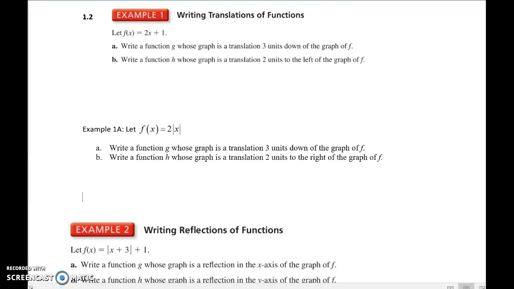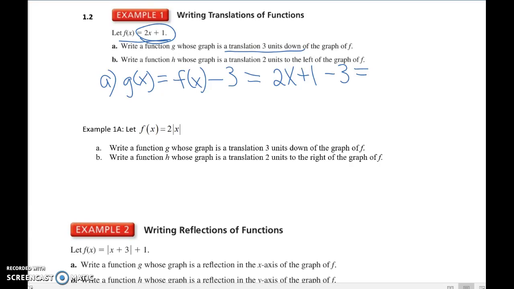For part A, we want to write a function whose graph is a translation 3 units down from the graph of f of x. So this means for part A, we're going to have g of x equals f of x minus 3. So now just replace f of x with 2x plus 1. Combine like terms and we get what? 2x minus 2. And there's your final answer for part A.